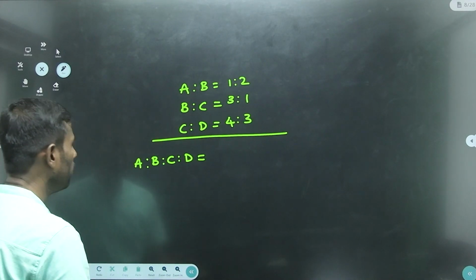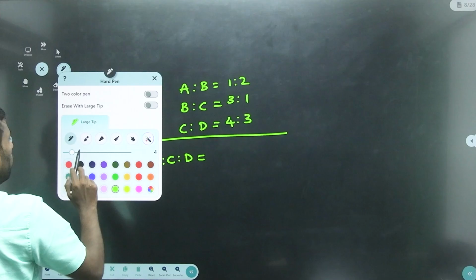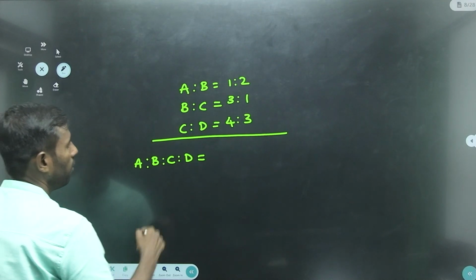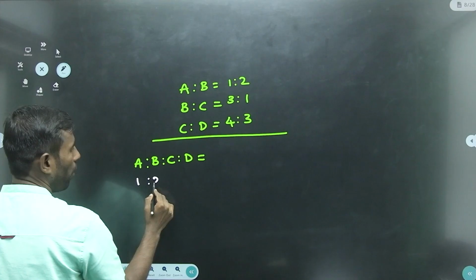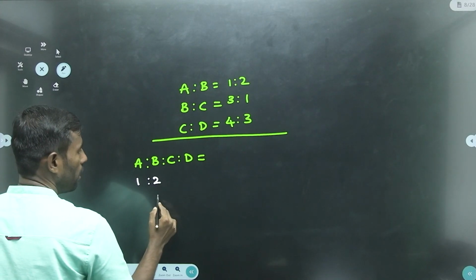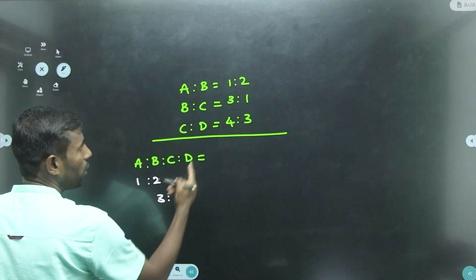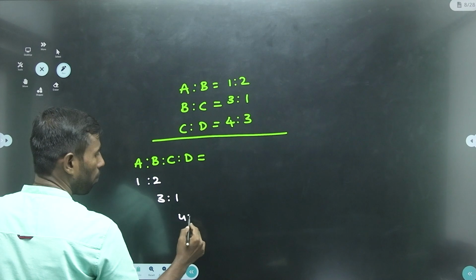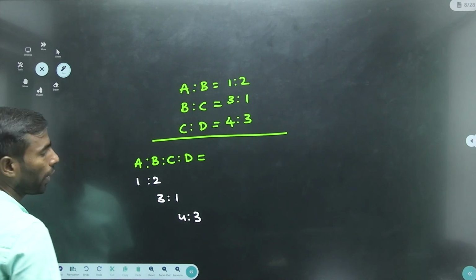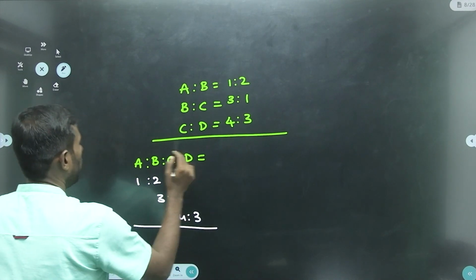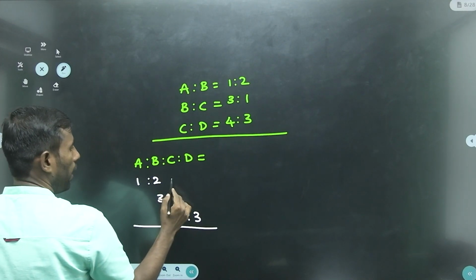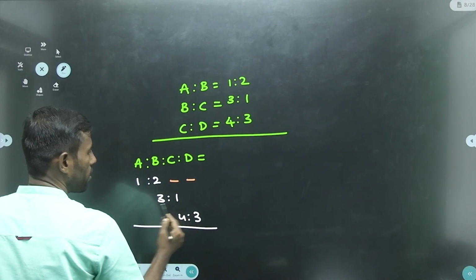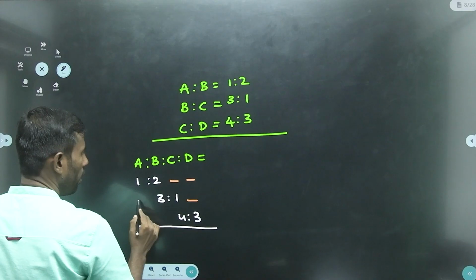First, I'll tell you the matrix method, so it will be clear why we are doing all these things. Under ratio A:B, write 1:2. Under ratio B:C, write 3:1. Under ratio C:D, write 4:3. Now, under C and under D there are vacancies, and under A and B as well.